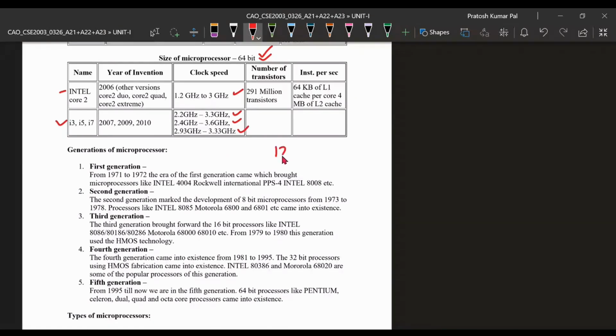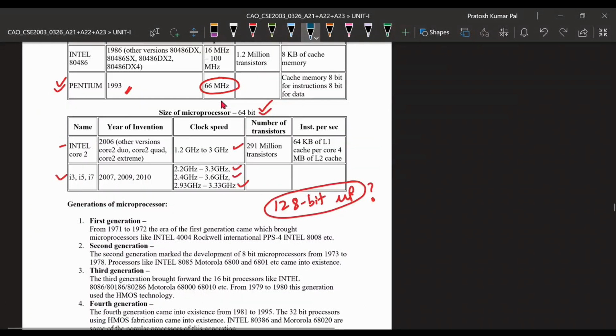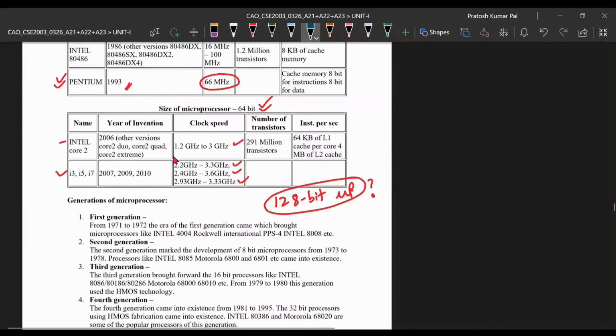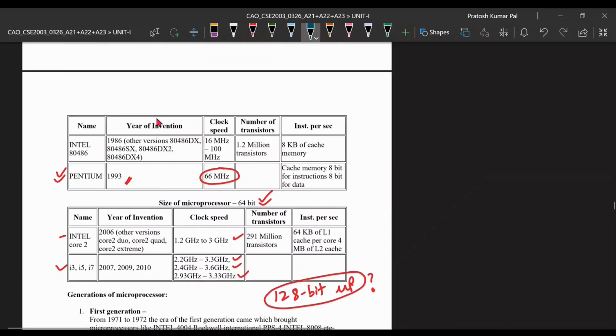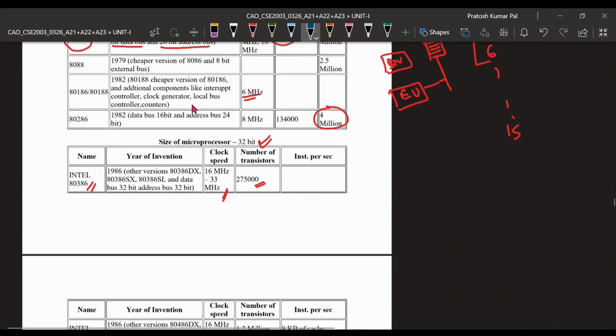Why not 128-bit microprocessors? There is no need of 128-bit operation because, you can see here, it is not given. Basically what happens is, suppose address lines are there. Like we have seen address lines of 16-bit. If address lines are of 16-bit, then there is a range.